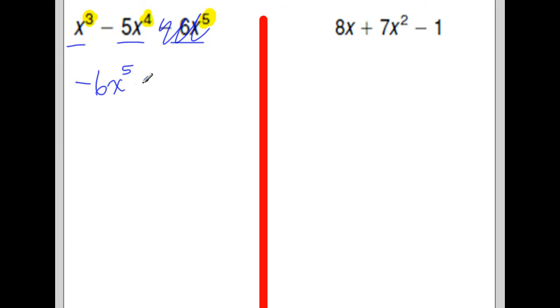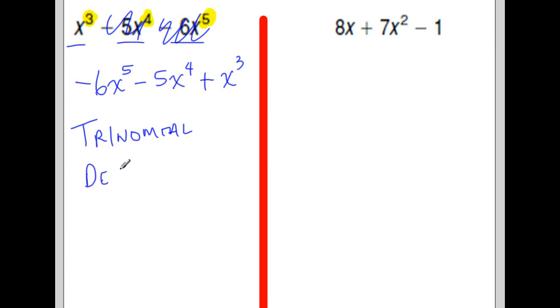Is it 3 or 4? It is negative 5x to the 4th. And then I can put a plus x cubed. This is 3 terms, a trinomial. If you've ever heard of a tripod, it's 3-legged. Trinomial. And it has a degree of 5.